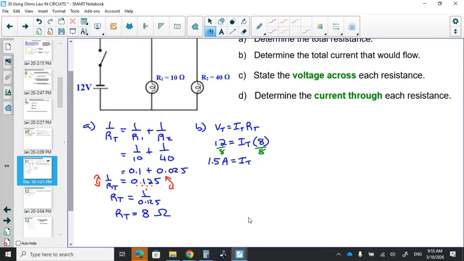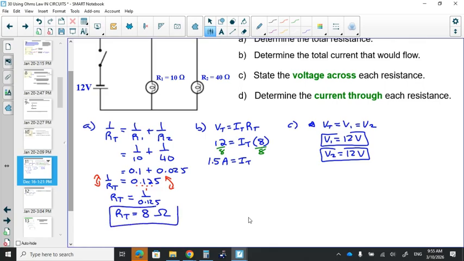Okay. Part C says state the voltage across each resistance. In other words, total voltage equals voltage number 1, which equals voltage number 2, right? So I might as well show it this time: V1 has 12 volts across it. If you measure with a voltmeter, it would read minus 12 volts if you measure it correctly, showing that it's using energy. V2 is 12 volts as well. Okay, so we've got these two known things here.